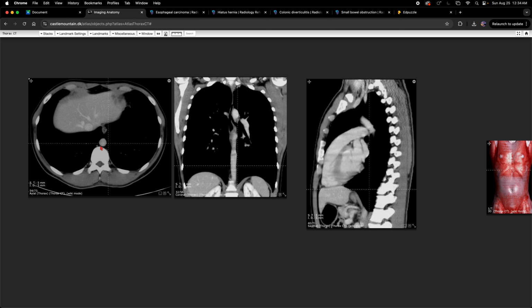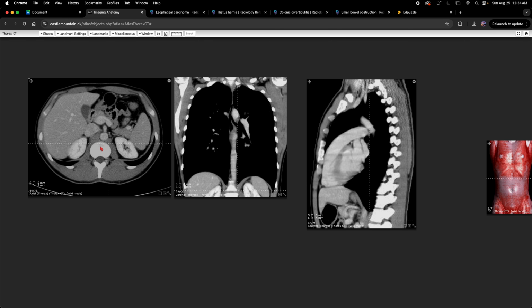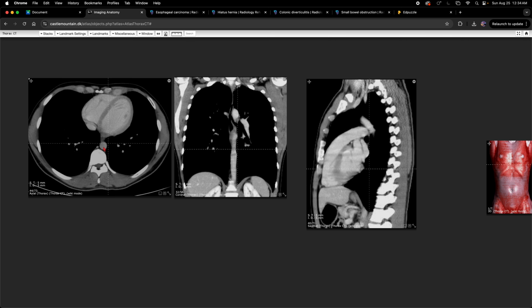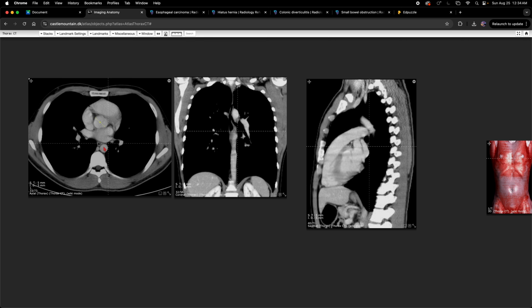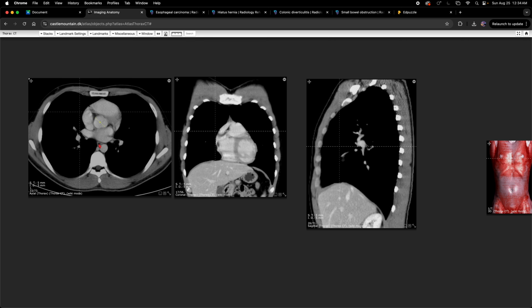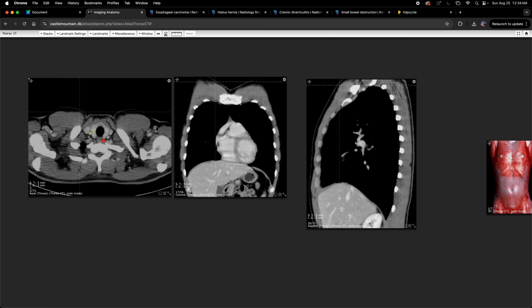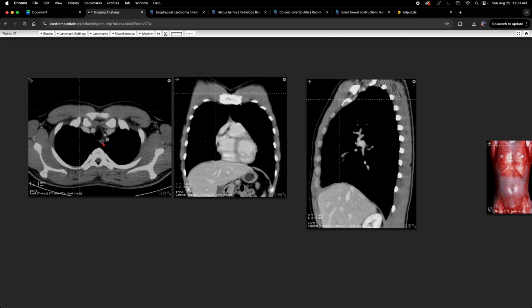Even though this is a chest, we can still see some stuff. All right, if you can guess where the esophagus is. That's the esophagus right there. That's on the axial slice. We can follow it all the way up. That's the esophagus. We're following it down here.